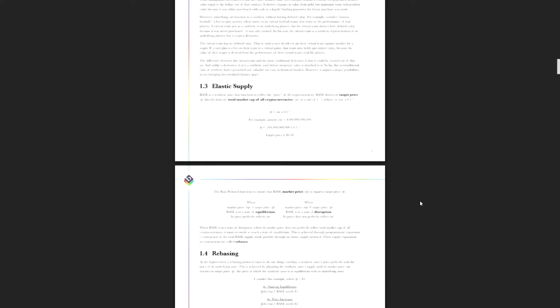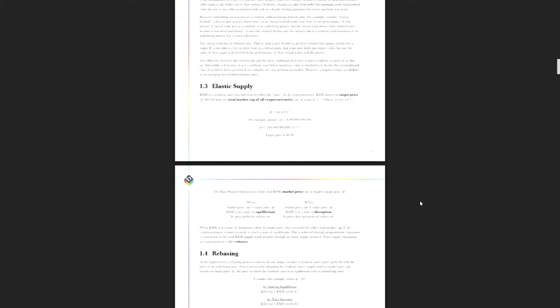Elastic supply means that if we want the price to go down, then we just create more Base tokens. If we want the price to go up, then we'll destroy some tokens, so we will burn tokens, then there is less supply, and hopefully if the demand stays the same, then the price should go up. So the whole purpose of the elastic supply is to get that price as close as possible to that market cap. This also means there is no fixed supply for this token.